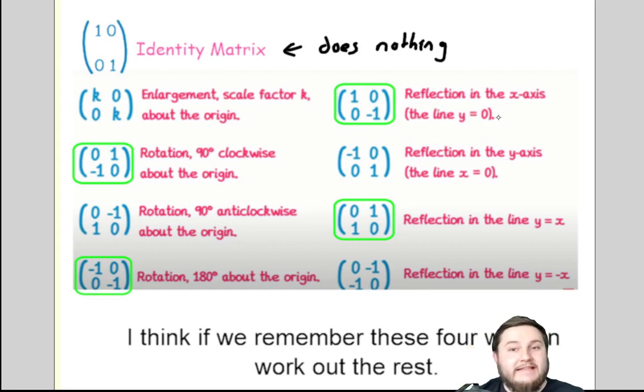A reflection in the x-axis, or the line y equals 0, is 1, 0, 0, minus 1. A rotation 90 degrees clockwise is 0, 1, minus 1, 0. A reflection in the y-axis, minus 1, 0, 0, 1. A rotation 90 degrees anti-clockwise is 0, minus 1, 1, 0. A reflection in the line y equals x, 0, 1, 1, 0. And a rotation 180 degrees about the origin, minus 1, 0, 0, minus 1. And a reflection in the line y equals minus x, 0, minus 1, minus 1, 0.